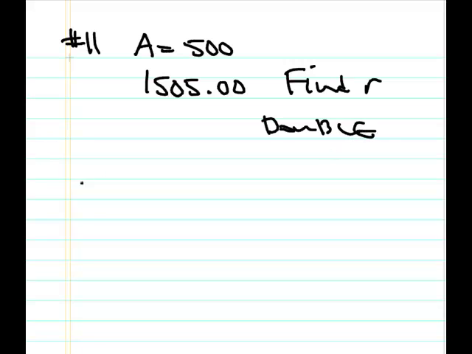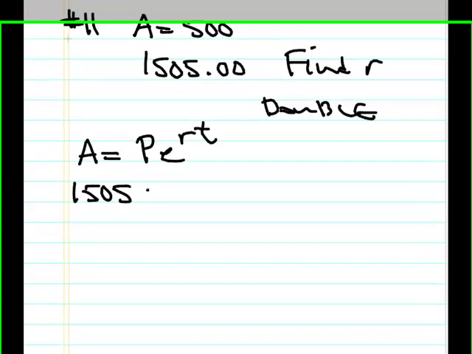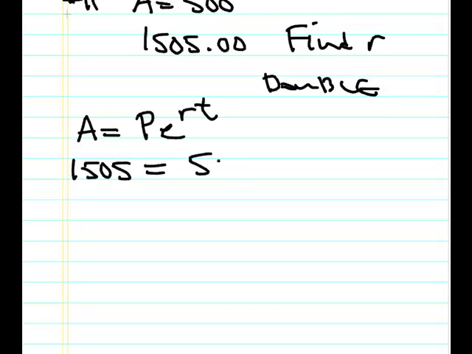Okay, so my formula, again, this is continuously compounded interest. The amount is equal to P e to the rt. We're going to use the information we have to find r. So we know that $1,505 is the amount after 10 years. The initial amount was 500, and I have e to the r times 10. Our task here is to solve this equation for r.